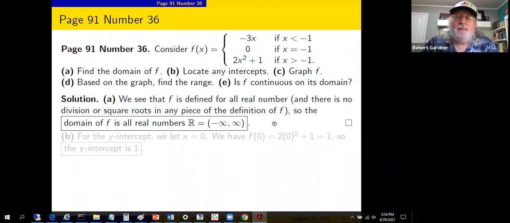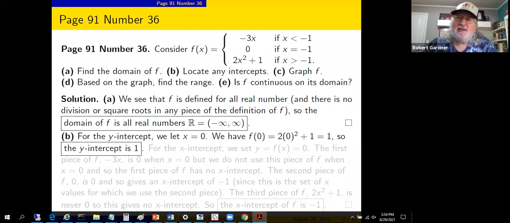Intercepts. All right, this is probably the trickiest part of all of this. Y-intercept, set x equal to 0. F of 0 is, which piece do you use? I think we did this on the first slide. 0 is greater than -1, so use this piece. 2 times 0 squared plus 1, we get out 1. The y-intercept is 1, or if you want to express it as a point, (0, 1). But that's easy enough. It's the x-intercepts that are going to be complicated.